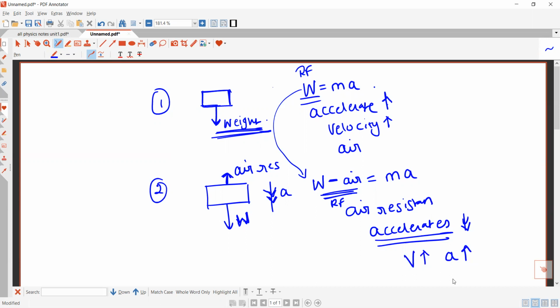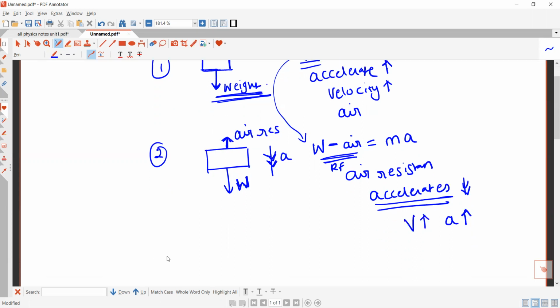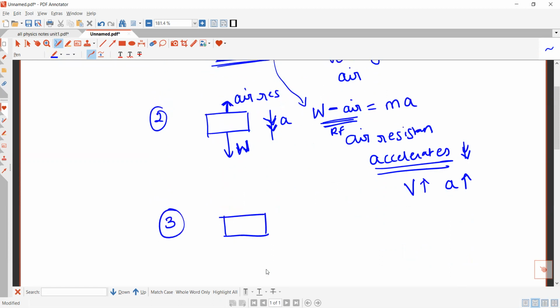Okay? Now, what will happen after this at third snapshot? Let's talk about third snapshot. At third snapshot, the length of the arrows will be the same for both of them.